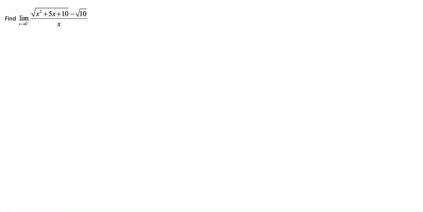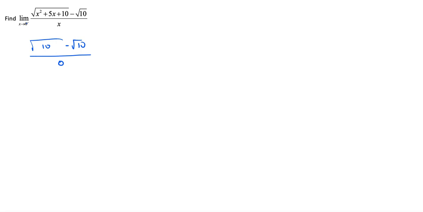Let's find this limit as x approaches 0 from the left-hand side. We have this rational function: radical x squared plus 5x plus 10, minus radical 10, all over x. So the first thing we do is plug in 0, right? That's usually what we should do first. We plug in 0, notice what happens. We get radical 0 plus 10 minus radical 10 here, and then we have just 0.